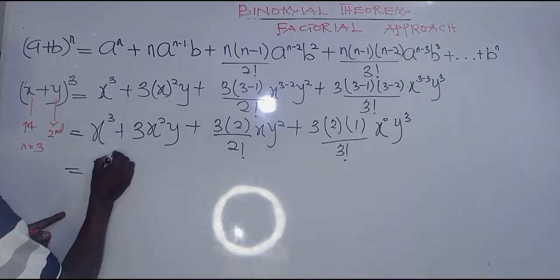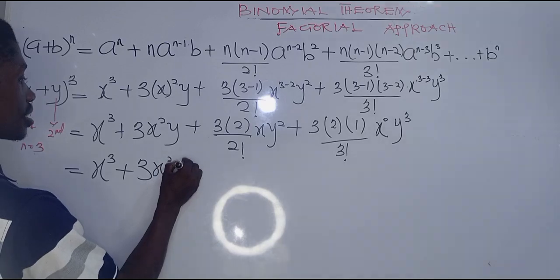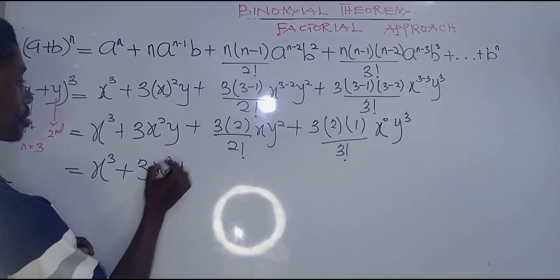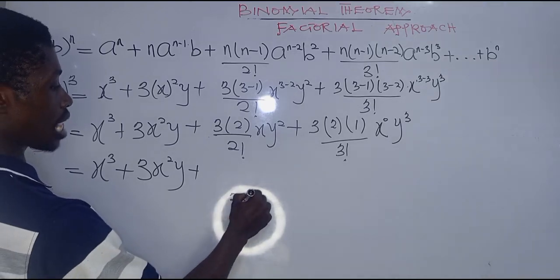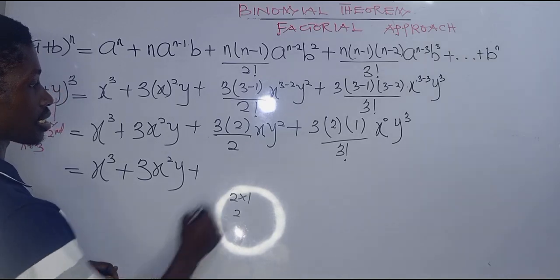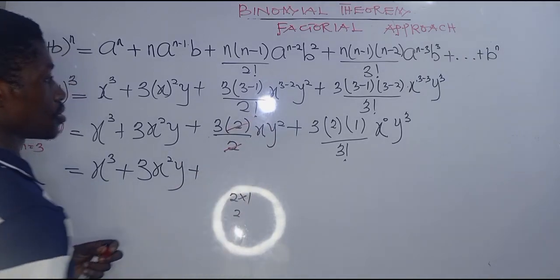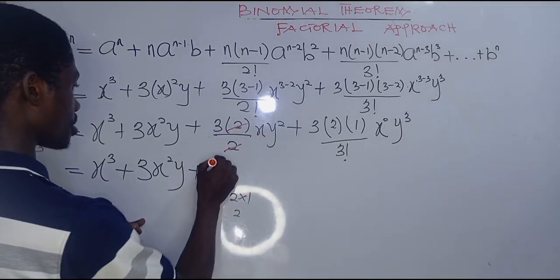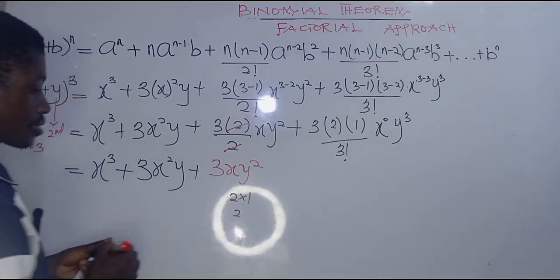We still have x raised to the power 3. And then we have 3x squared y. Now 2 factorial means 2 times 1. And 2 times 1 is still 2. So you can write this as that. You can see that these 2 will cancel these 2. We are left with what? 3x y squared.